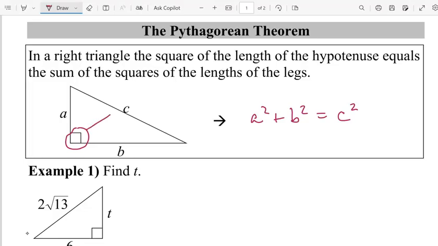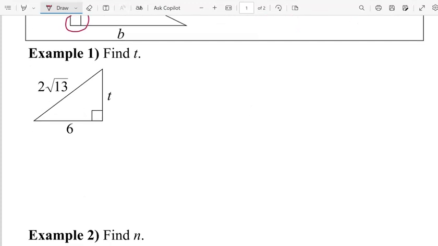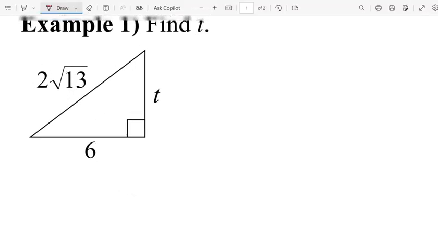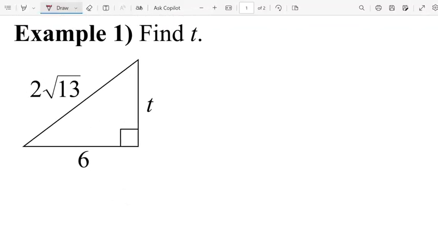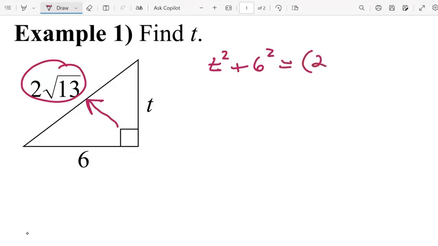It's important to remember that c will always be the longest side in the triangle, which is the side that is opposite the right angle. So in example 1, we're asked to find the side length labeled t. So it's important that we identify the hypotenuse. That's going to be our c. So a and b don't matter which one is which. So t squared plus 6 squared is equal to 2 times the square root of 13 squared.